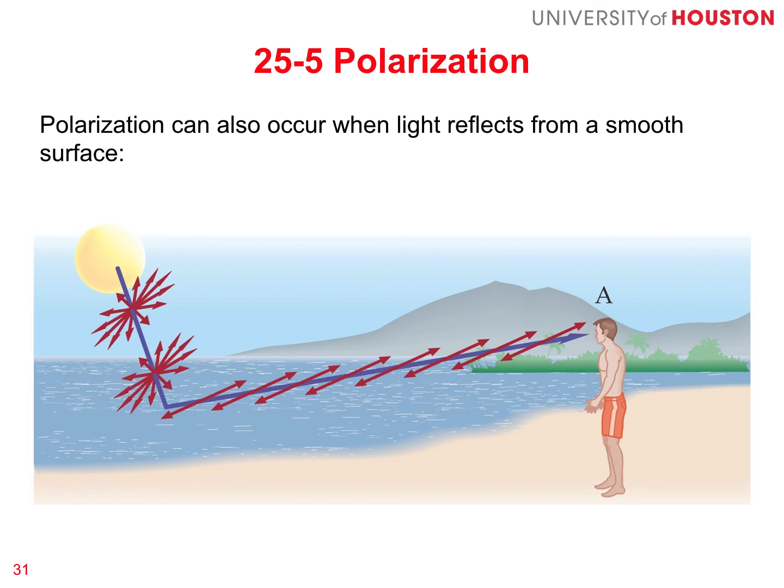Polarization can also occur when light is reflected from the molecules in the water. Here the light hits the water and a component will be scattered at 90 degrees with respect to the original direction, and this component is indeed polarized as the person on the beach observes.